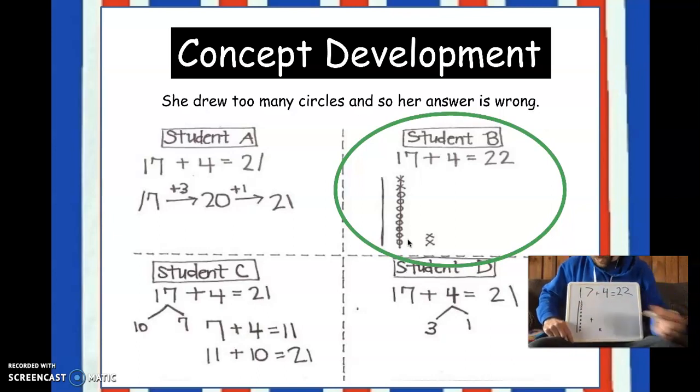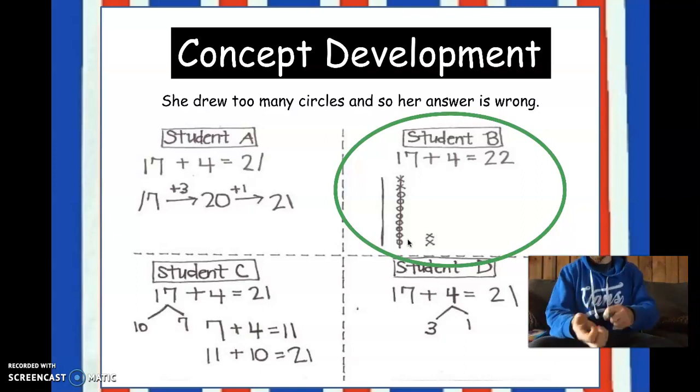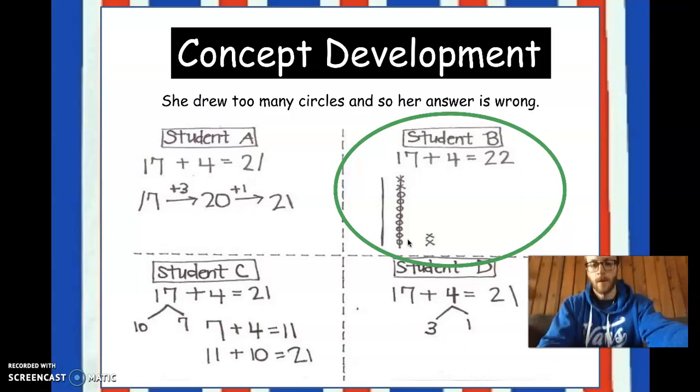Now I have a different equation. Now I have 2 full 10s, so that's 20, plus my 1 X that is left over. So 20 plus 1 is 21. So that is where she went wrong. This is not correct. All right. Good job with that one. Let's move on to student C.